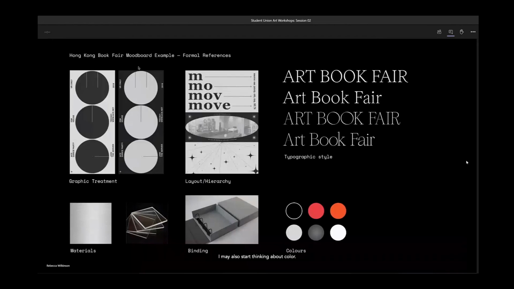I may also start thinking about color. As you saw earlier, we referenced some images of these neons. So I know that I want at least one warm punch color, and I may start thinking about what are complementary tones or supporting colors for that.